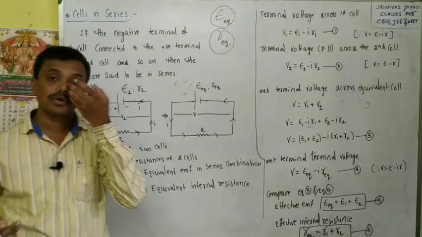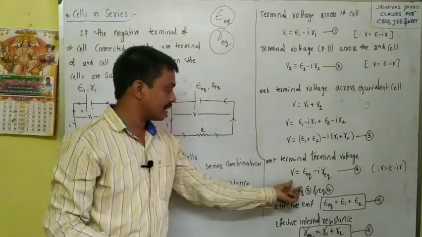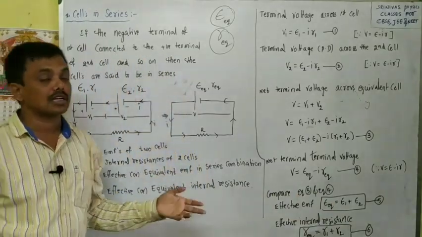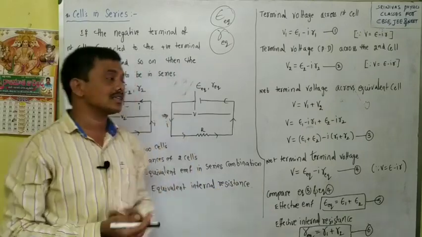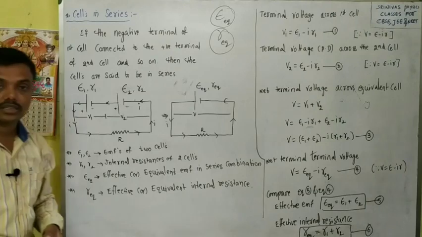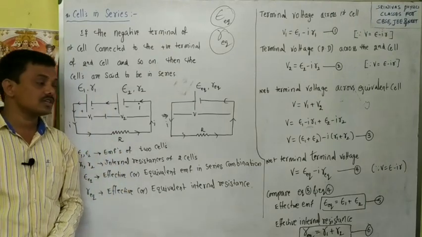That means 3 volts you will get. That means if you want to get more EMF, when you add cells, you will get more EMF. If you want more EMF, more potential difference, more voltage, then at that moment you have to connect the cells in series. Right? And this is about the series combination of cells, and you take a screenshot and write the notes.